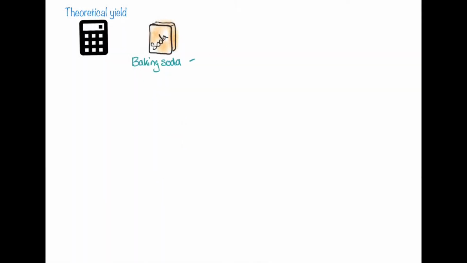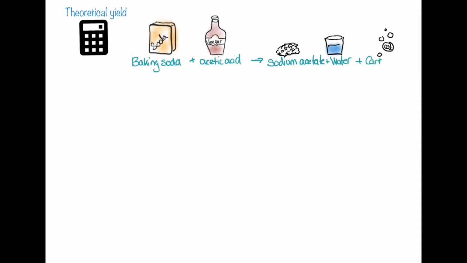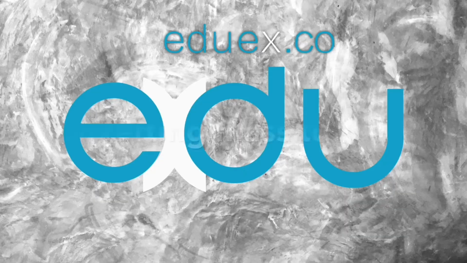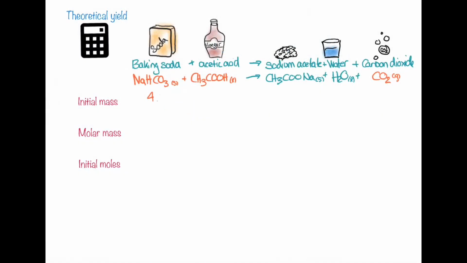And here's the reaction. The reactants are baking soda and acetic acid, which are producing sodium acetate, water, and carbon dioxide. And here is the balanced equation. At the start of the reaction, we have 4.2 grams of baking soda and acetic acid. At this point, there's 0 grams of carbon dioxide or 0 milliliters of carbon dioxide produced.